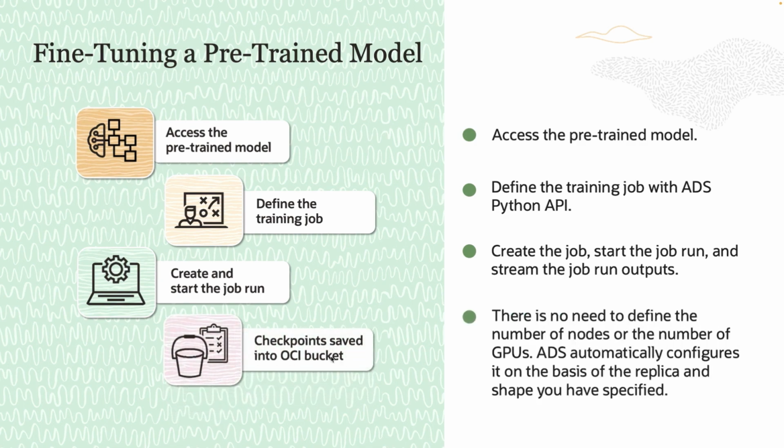During training, there is no need to specify the number of nodes or the number of GPUs. ADS will automatically configure that based on the replica and shape you specified. Once the fine-tuning is finished, the checkpoints will be saved into the OCI Object Storage bucket as specified.